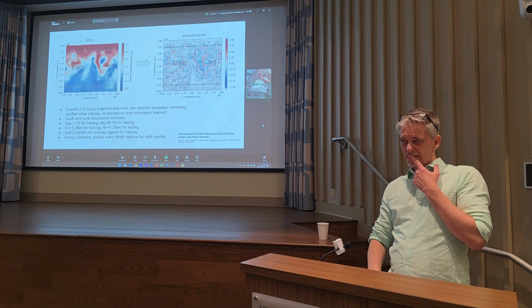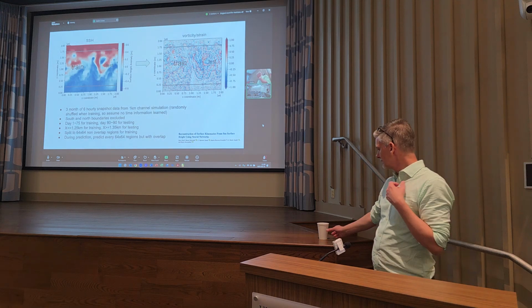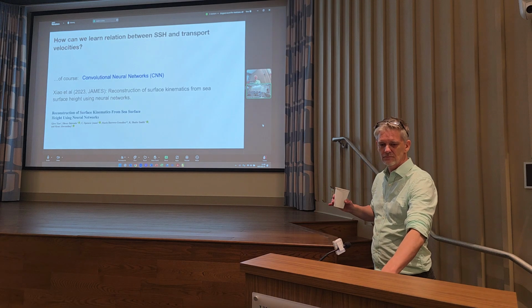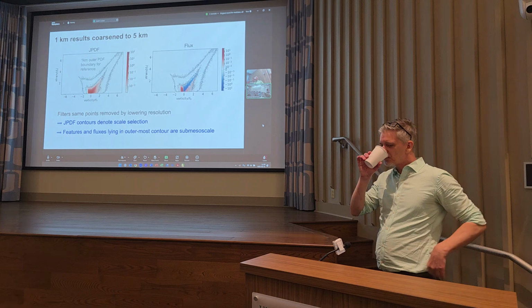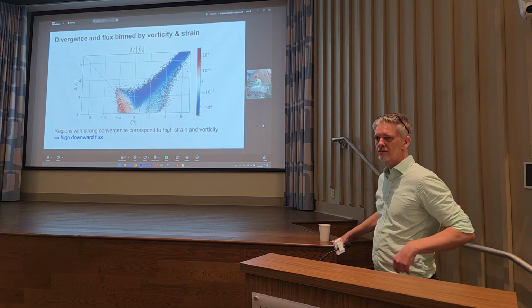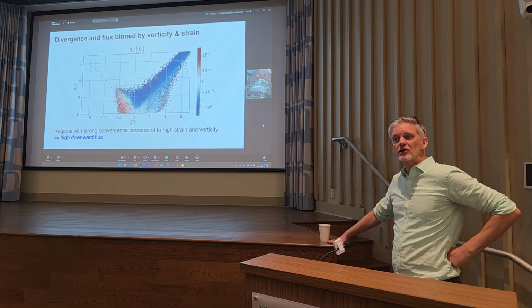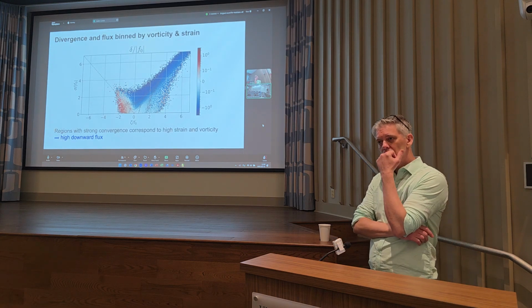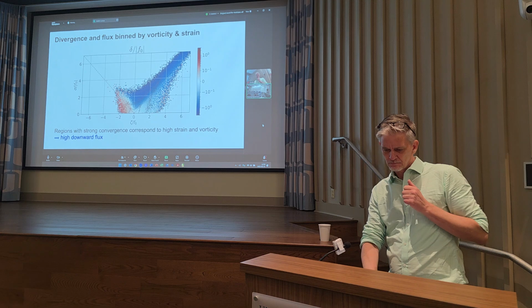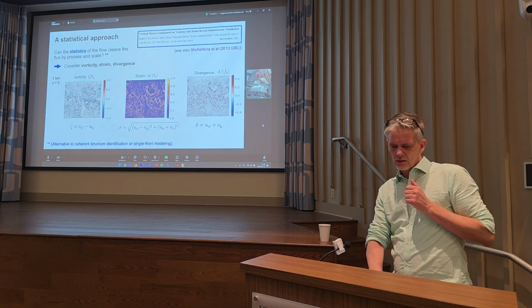So, can I ask one question before you go on? Yes. Because it's about the last part. So the blue stuff, that's from right here, the long skinny fronts, right? Yeah. So is it right to interpret that as kind of mesoscale stirring rather than submesoscale vortices?